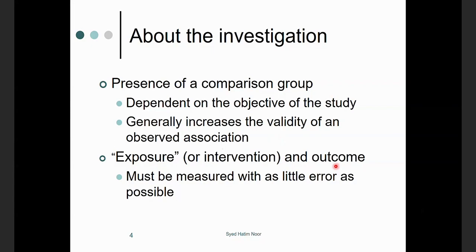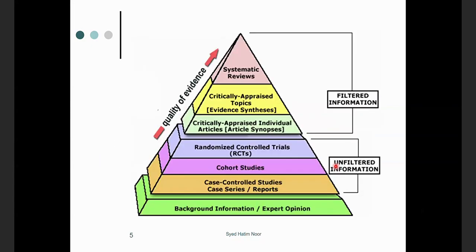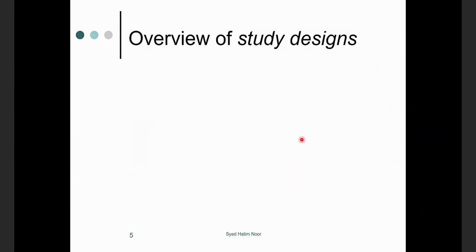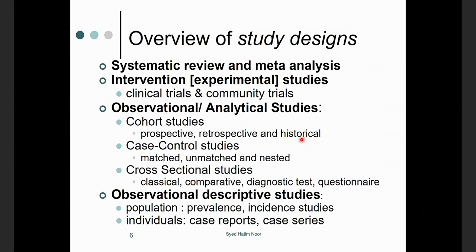If some participant says, oh, I'm not sure, so it's a recall bias already. So there's an error there, so it must be measured with as little error as possible in the study. Okay. So this is actually a pyramid. This pyramid consists of the study designs, the common study designs in health sciences. I will explain. This is the summary of it.